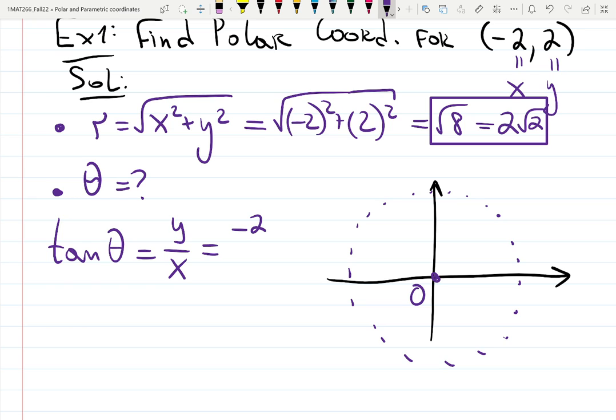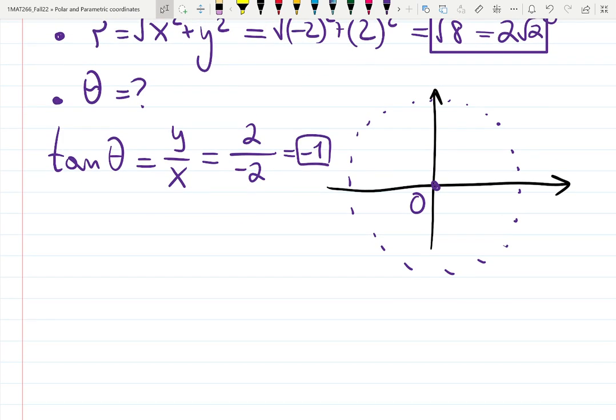It's going to be minus 2. Actually, y is plus 2. So 2 over minus 2, which is minus 1. That's tangent of theta. We want to find theta, so you use inverse functions knowledge.